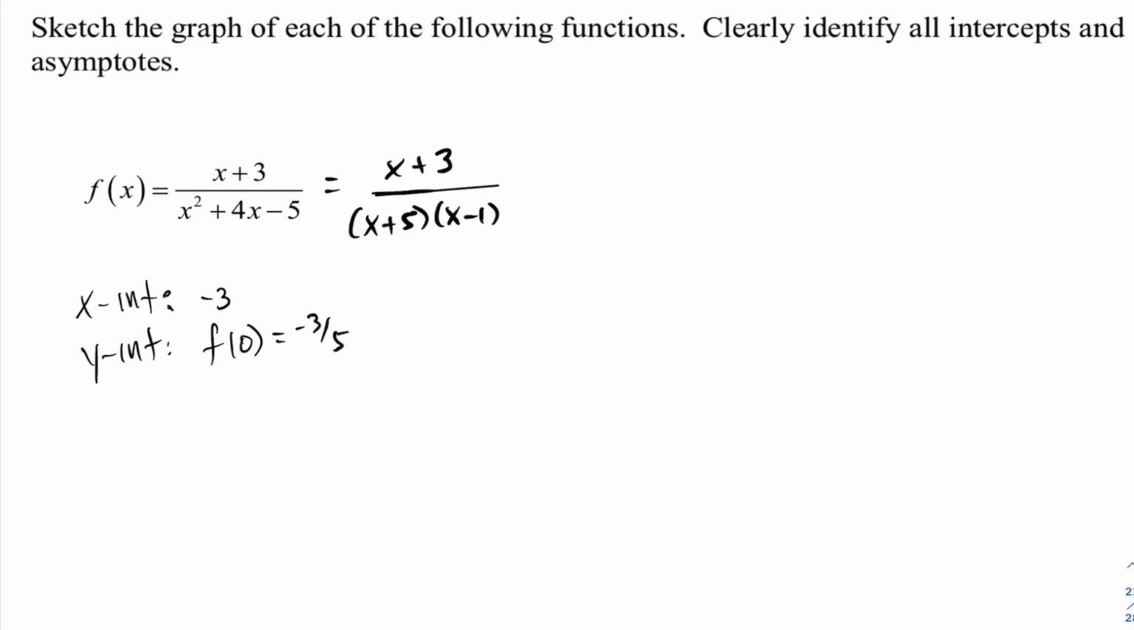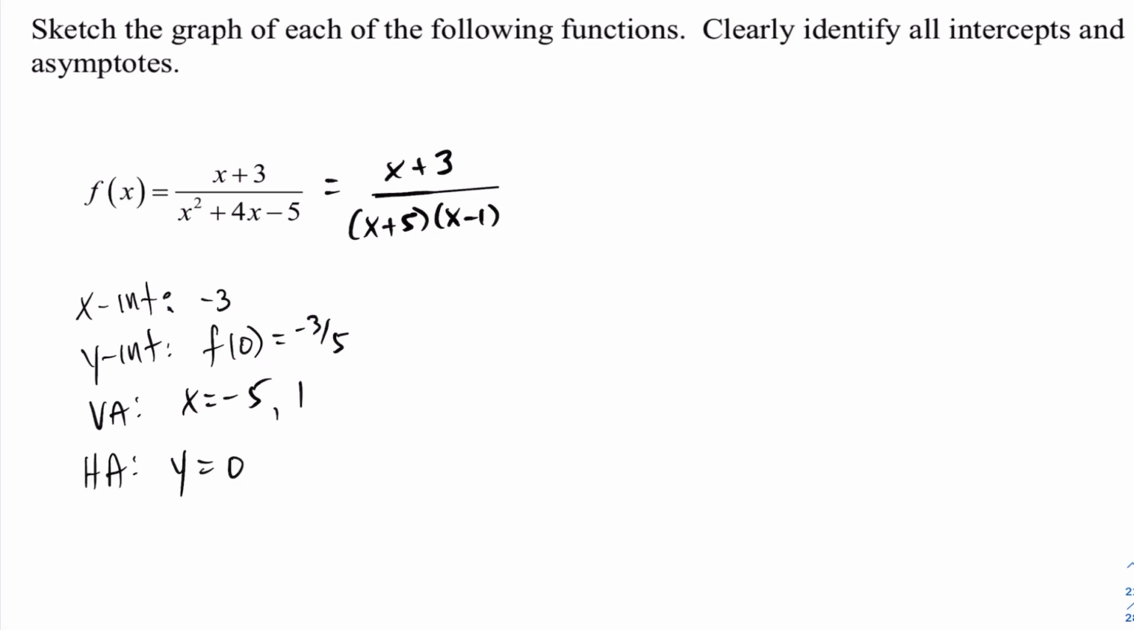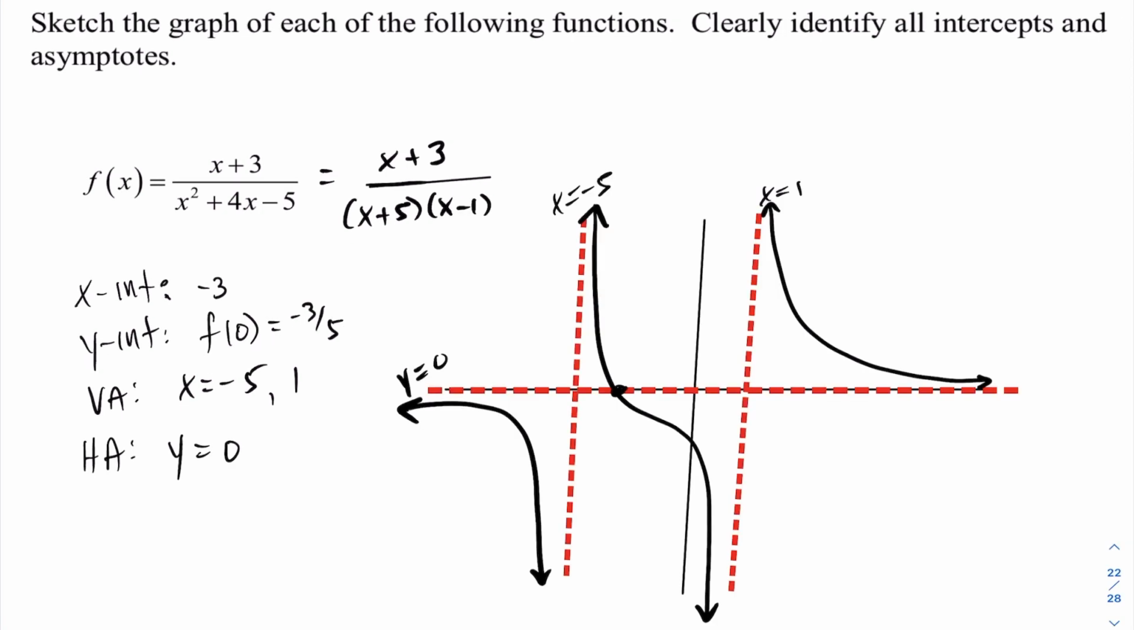Vertical asymptotes exist when the bottom is 0. Setting the bottom equal to 0, we have x = -5 and x = 1. You'll notice here the degree of the bottom is 2 and the degree of the top is 1. Whenever that happens, we have a horizontal asymptote at y = 0. And now we can go ahead and graph our rational function. All right, graphing our rational function, we have the following.